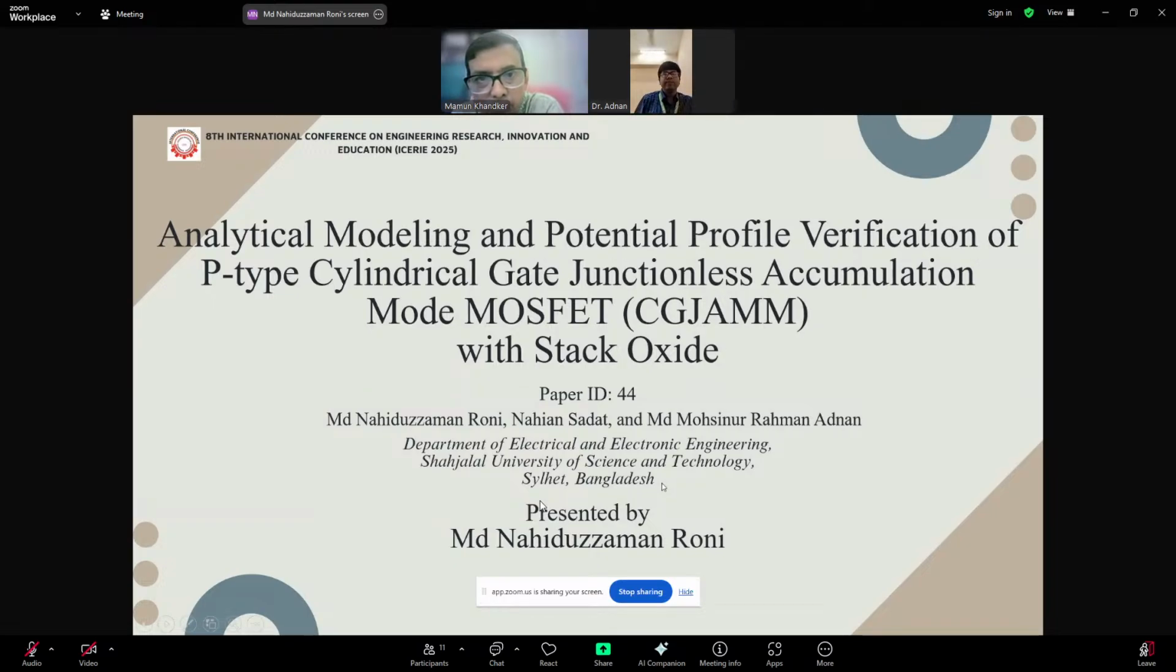Okay. Hello everyone. Assalamu alaikum. My name is Naitujaman Roni. On behalf of my co-authors, I am here today to present our paper number 44. It's on analytical modeling and potential verification of P-type cylindrical gate junctionless accumulation mode MOSFET with stack oxide. In short, CG-JAM with stack oxide.